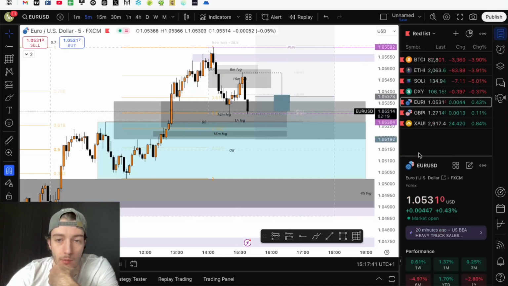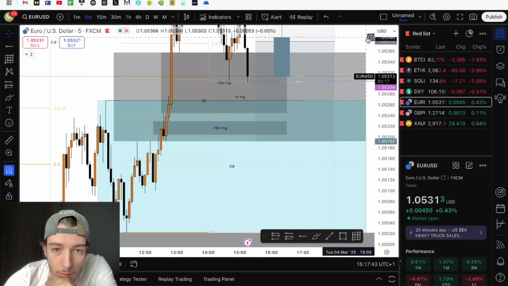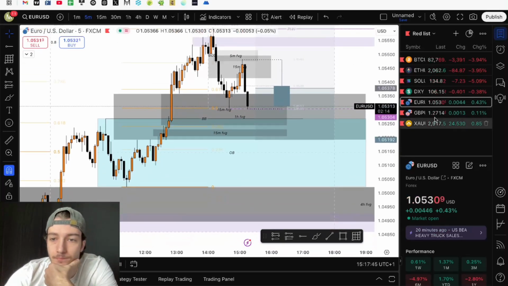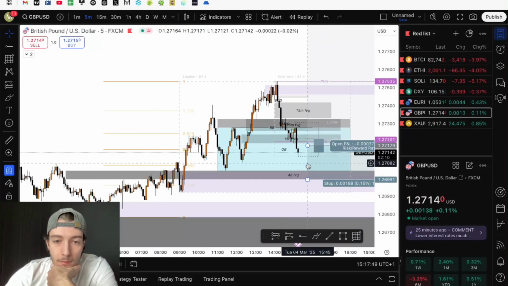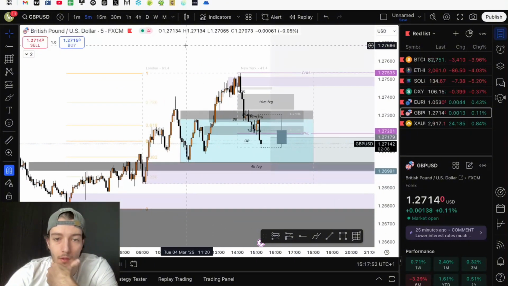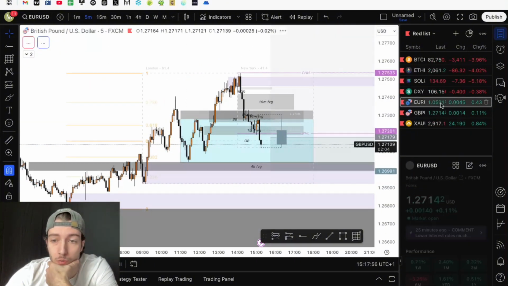Euro is about to sweep, or has already swept the previous hour low. Yes, it did. Nice. GU is also very deep, coming closer to this low. Hopefully it will respect it, otherwise hopefully it will only be just a sweep.